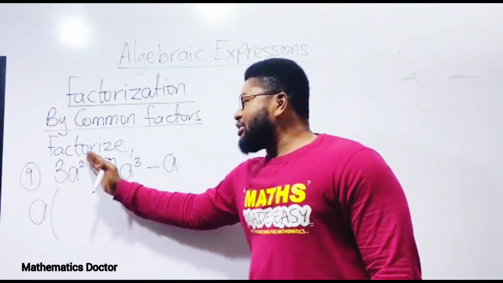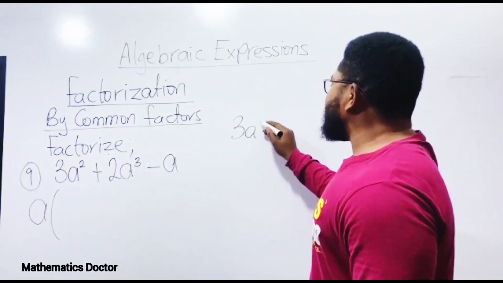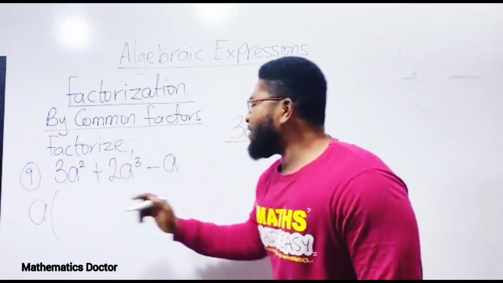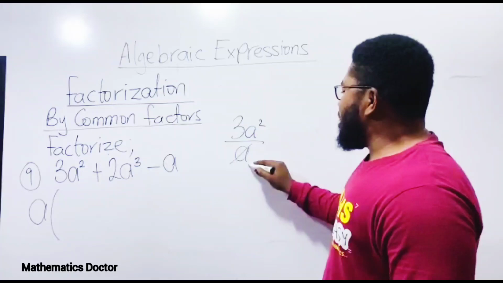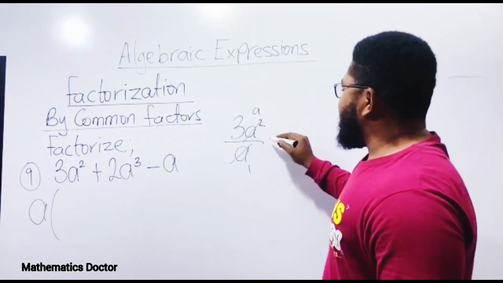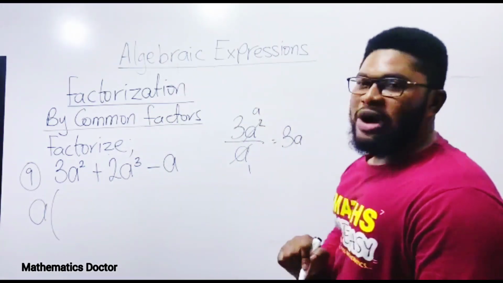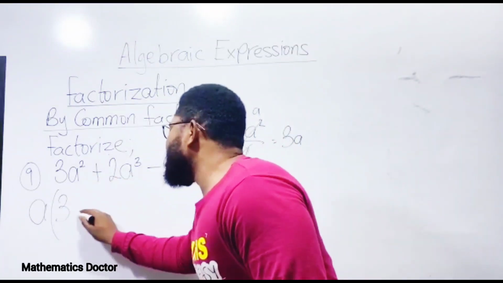Now, 3a squared will be divided by the common factor a. So a here, 1, a into a squared is a. So we have 3a as our answer. Then we'll put it here, 3a.